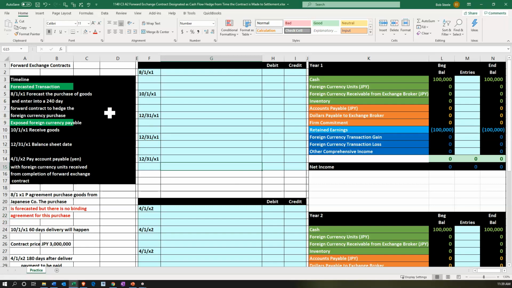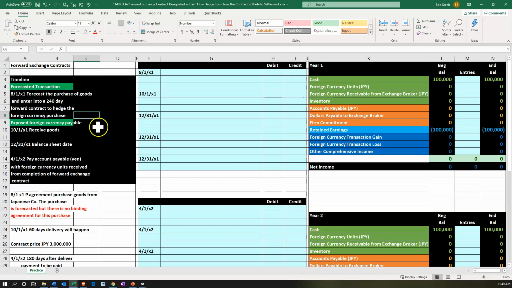The timeline will be that we have a forecasted transaction on 8/1/X1, a forecast purchase of goods, and we enter into a 240-day forward contract to hedge the foreign currency purchase. So there's going to be a transaction in the future. We don't have a contract for it, but we believe it will happen, and it will extend for 240 days. From 8/1 to the end, when the actual payment will be made as an accounts payable, will be 240 days. That's the same time frame we will set up the forward contract for.